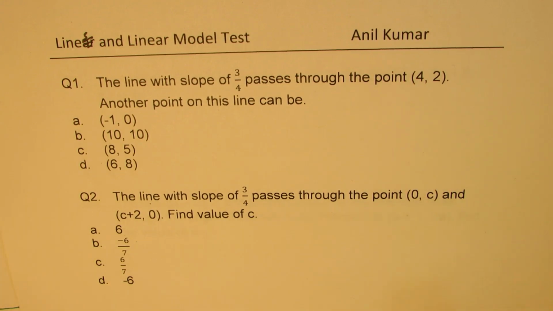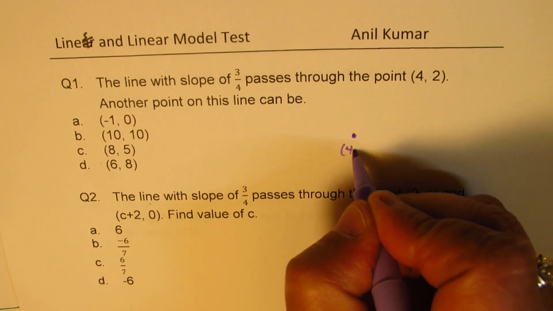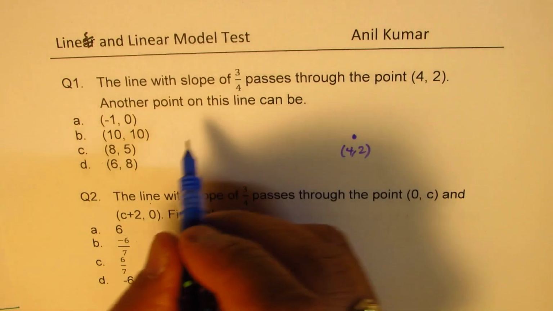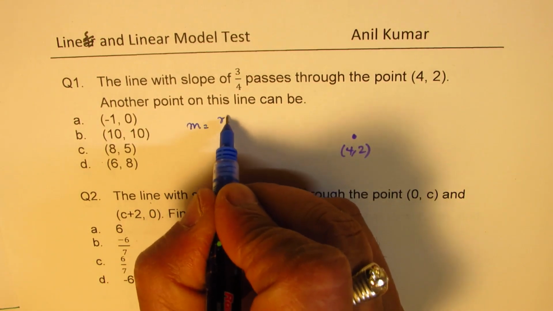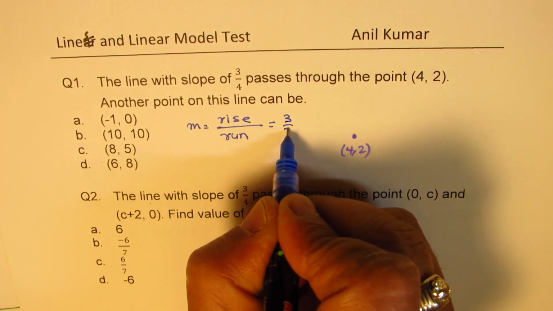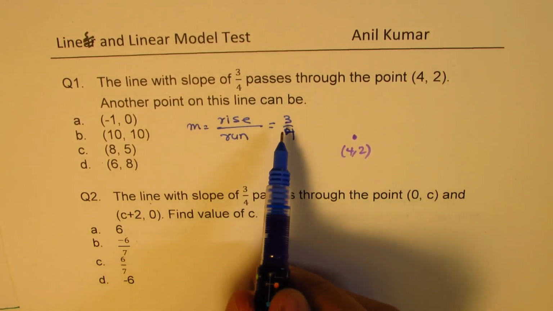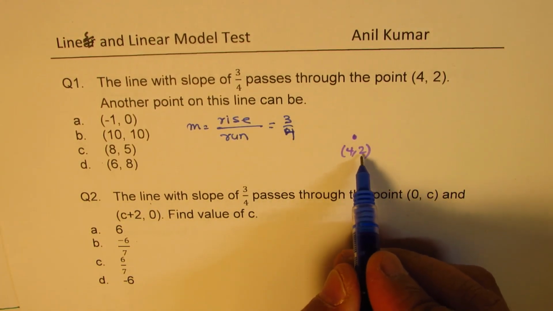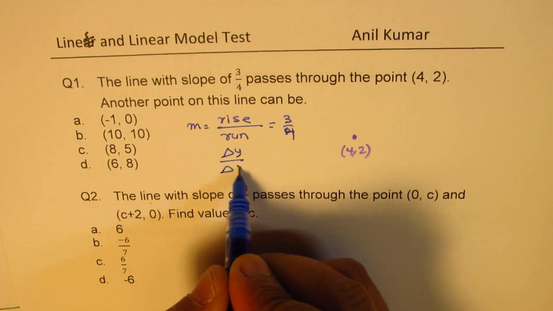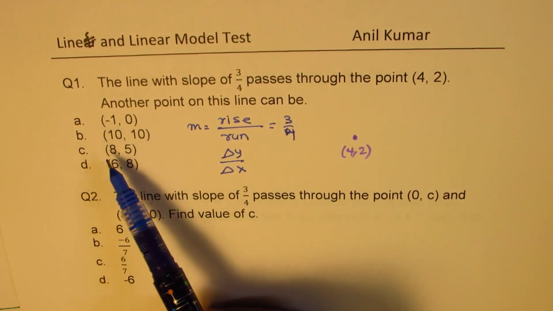Well, we are given a point which is (4, 2). Now, the slope is 3/4. Slope m, which is rise over run, is given to us as 3/4. So what could be the next point? Now 3 is rise. That means you are changing the y value. It is also written as delta y over delta x, change in y over change in x. These are all integer values, and most of them are positive.